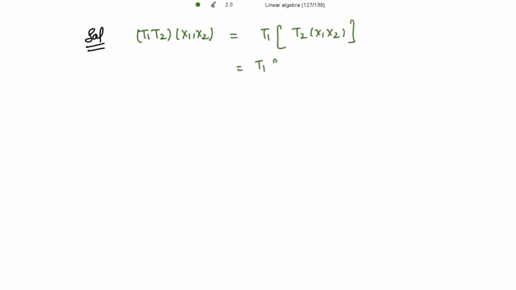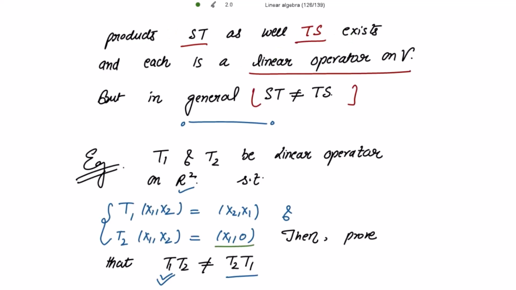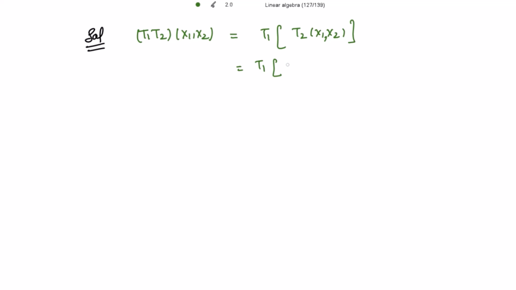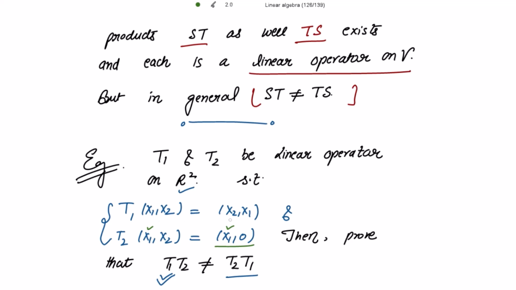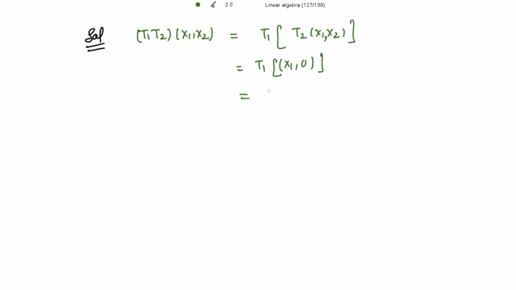And what is T2 of (x1, x2) by definition? It is (x1, 0), taking the first value to be the same and the second value to be 0. So this is (x1, 0). And now what is T1 of (x1, 0) by definition? It is the interchange of these two. So this becomes (0, x1).